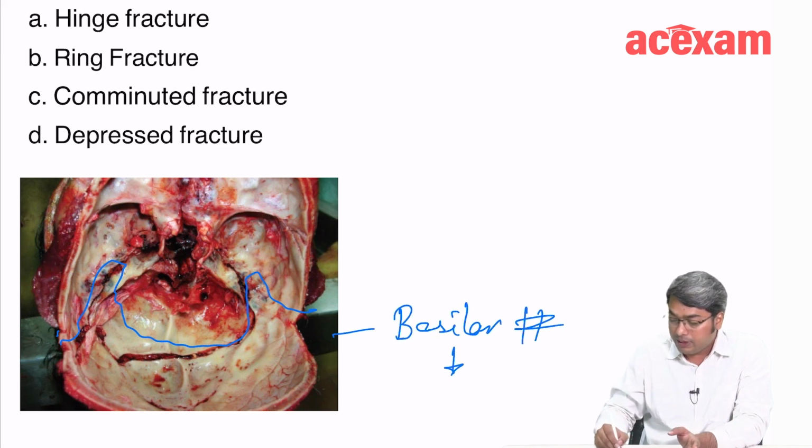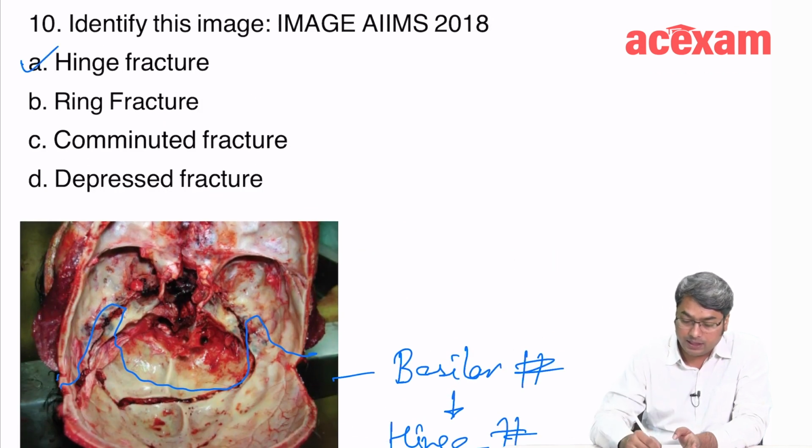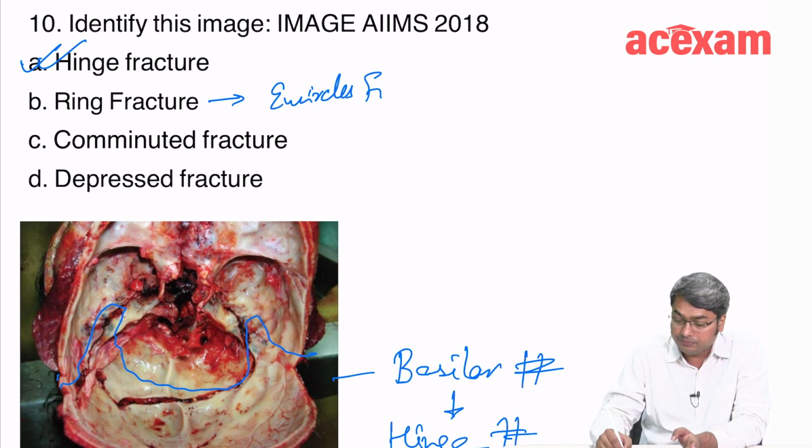And what is this type of fracture? This is known as a hinge fracture, or also known as motorcyclist fracture. Motorcyclist fracture, right? So, the answer is hinge fracture or motorcyclist fracture. Now, how does ring fracture look like? It encircles the foramen magnum.